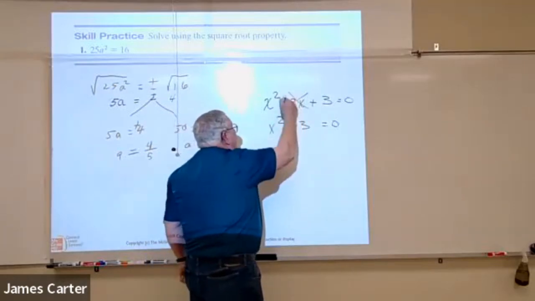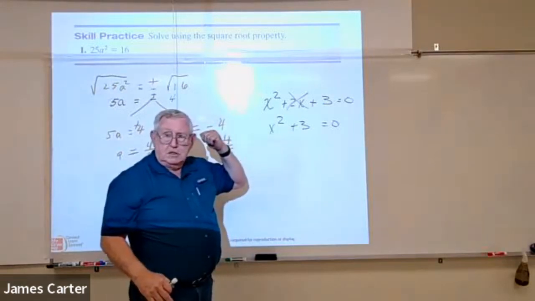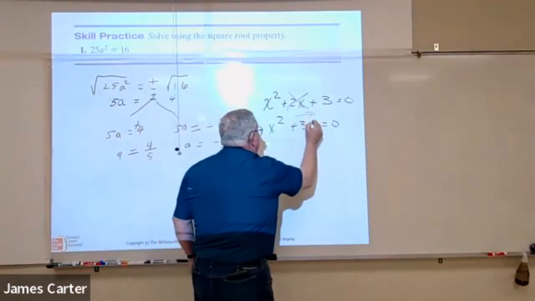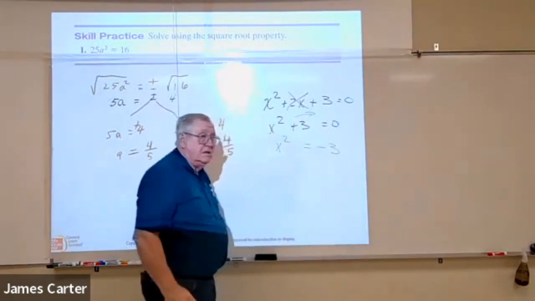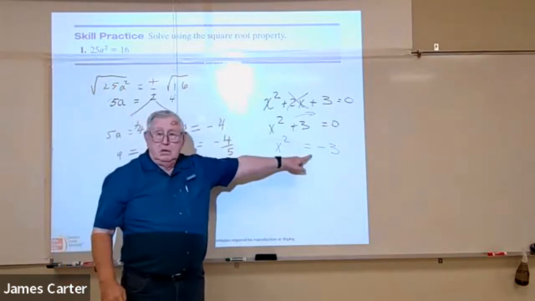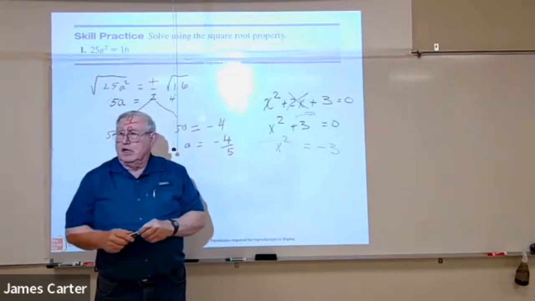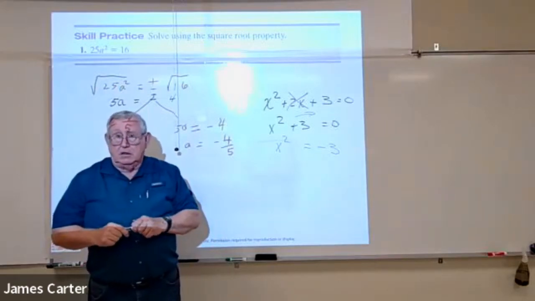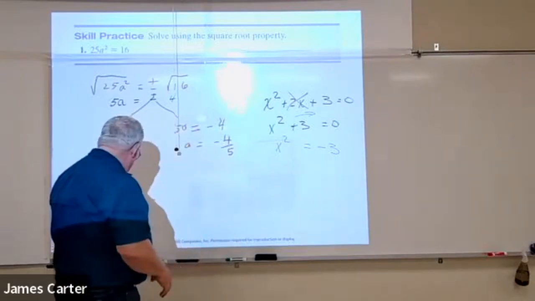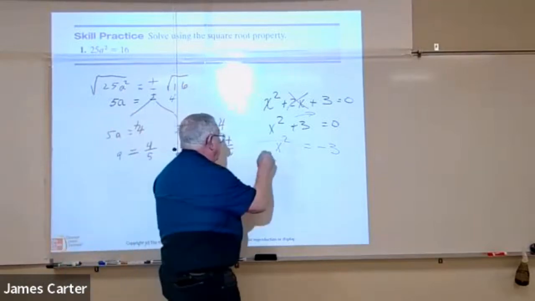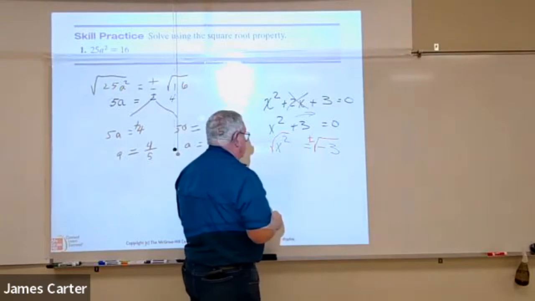So I don't have the middle term in this one. So that's when you're going to use this. So you take this 3 over to the other side. X squared equals, in this case, negative 3. Uh-oh. What's going to happen when I take the square root of both sides? I'm going to get a negative radical, which means I'm going to get an imaginary. Okay, so let's do that. Square root here, square root there, plus or minus.